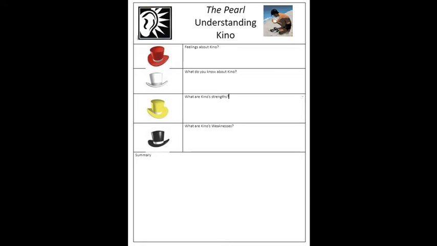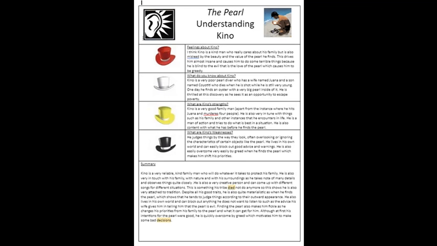Do they like him as a character? Is he a nice guy? So, red hat. What do they know about Kino? Basically factual, white hat. What are his strengths, yellow hat, and what are his weaknesses? And then asking them in a summary to put that together in what is essentially a character sketch. So I'm using the hats to scaffold their thinking.